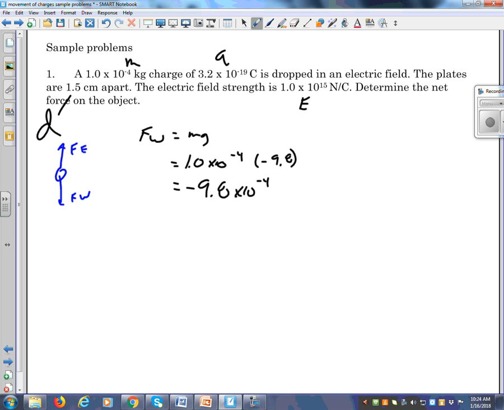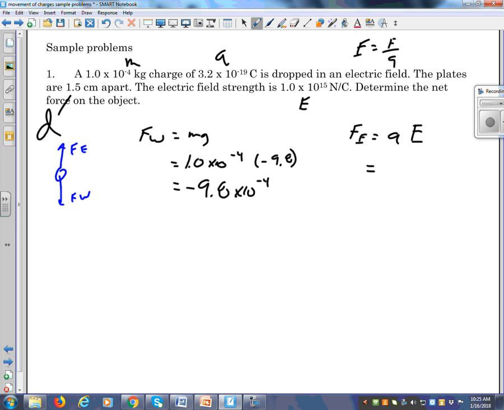Can we find the Fe going up? To find the Fe, we're going to need to know the Q and E. We got them both, don't we? Right? I like to write, the formula is E equals F over Q, but in these kind of problems, I know that it's going to be F is equal to Q times E. I kind of like just writing Fe is equal to Q times E. It's not really a new formula, it's just this one rearranged, right? That's all it is. Multiply both sides by Q, that's all it is.